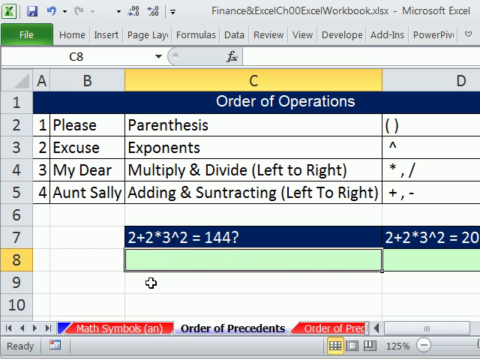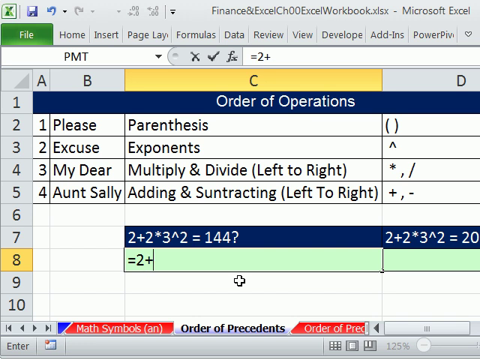Okay, so here's my logic. 2 plus 2 is 4. 4 times 3 is 12. And 12 squared, which means 12 times 12, is 144. Right? So that's what I think. I'm going to try this. Excel knows the order of operations. And I've got lots of great questions over the years of people saying, how come Excel's not working? It's not calculating right. And it's really that the person doesn't know their order of operations, just like me right here.